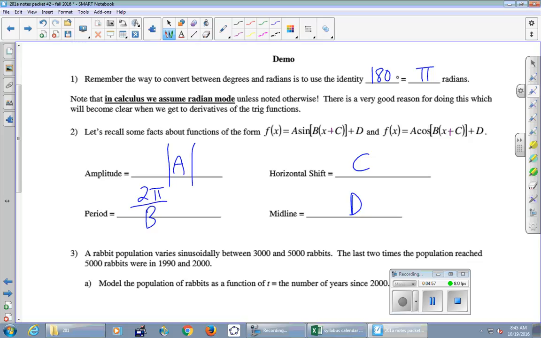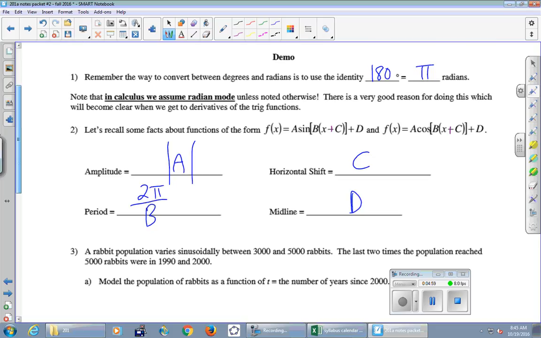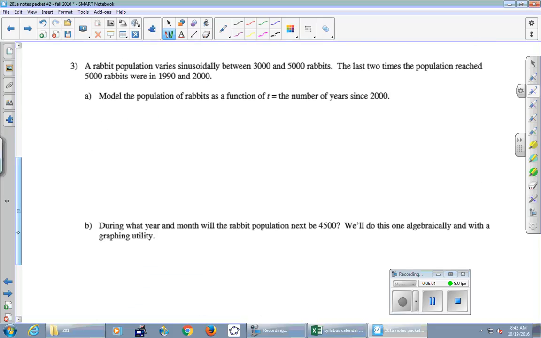You'll figure it out. What I'm really interested in is that you're able to handle problems like this one. So let's give this a shot, number 3. A rabbit population varies sinusoidally between 3,000 and 5,000 rabbits. The last 2 times the population reached 5,000 rabbits were in 1990 and 2000.